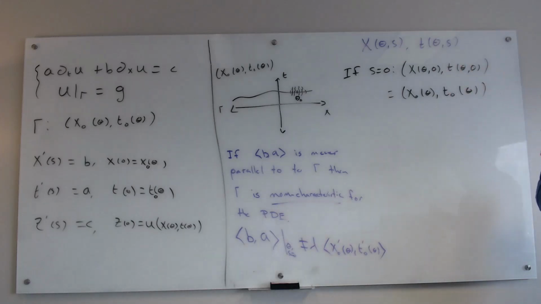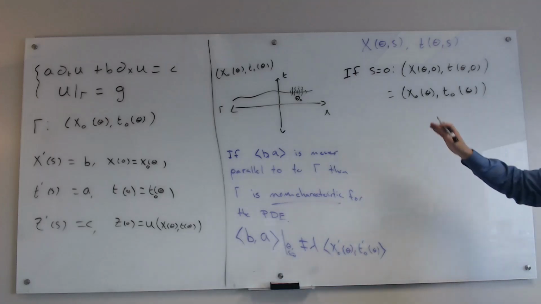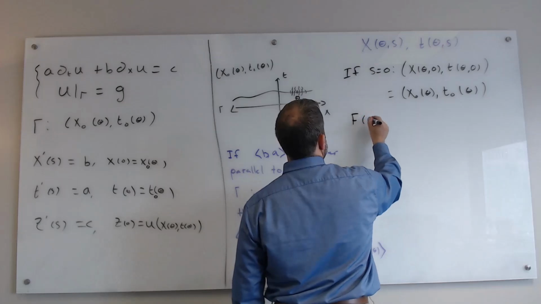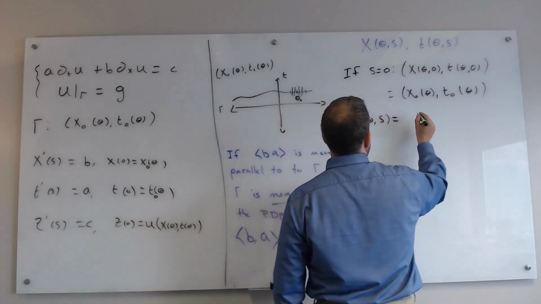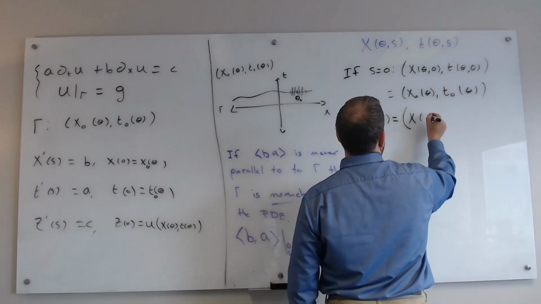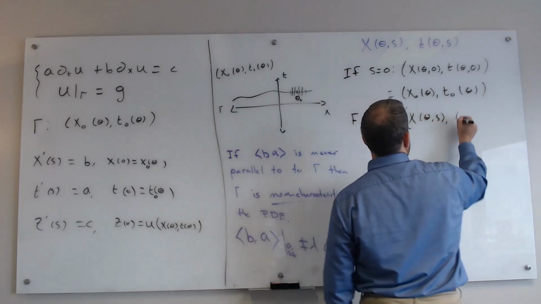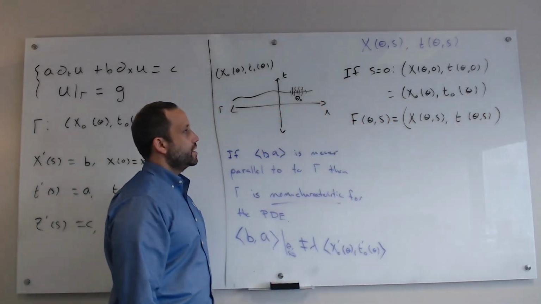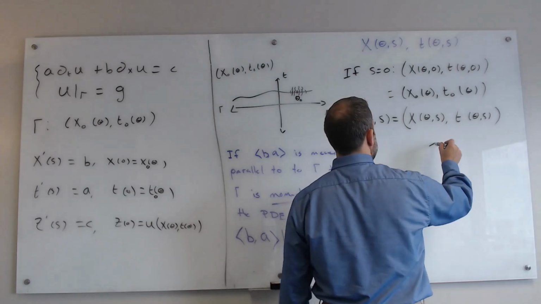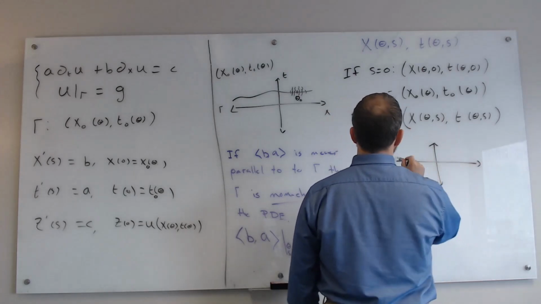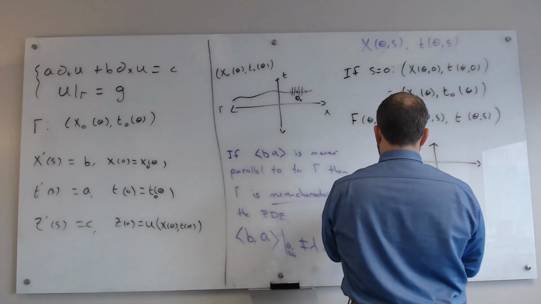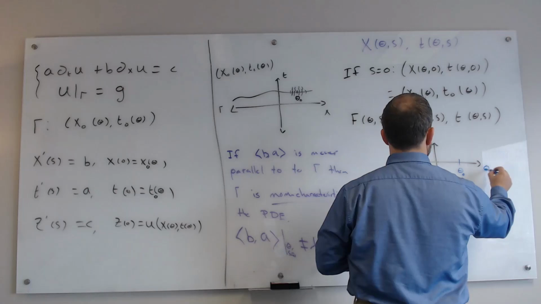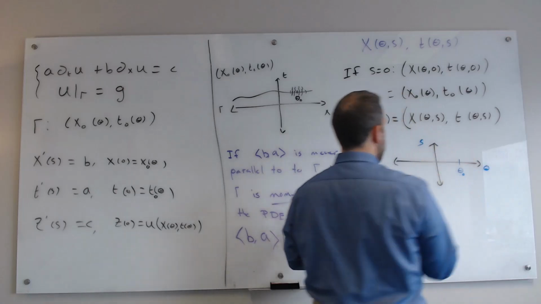This induces a function from the st plane to the xt plane. What I mean is the following. If I define this function, f of theta s equals x of theta s, t of theta s, this gives me a function from the theta s plane to the xt plane. Let's say I want to map this point theta naught over here. This is the theta axis. This is the s axis.